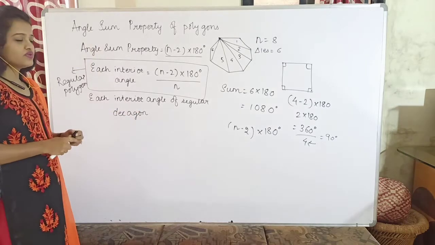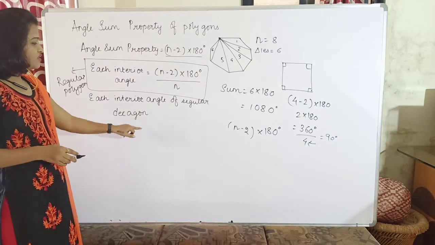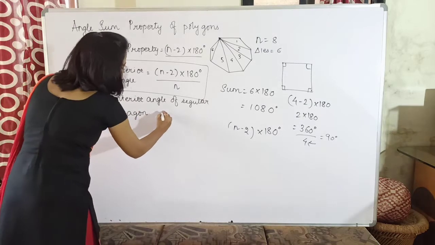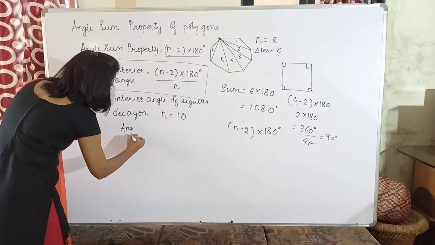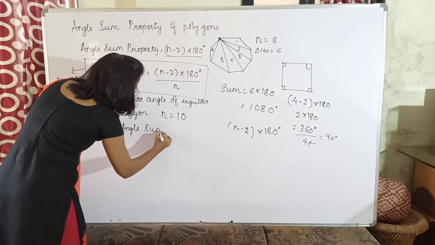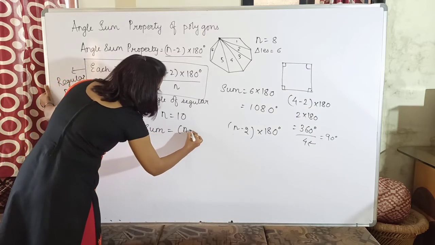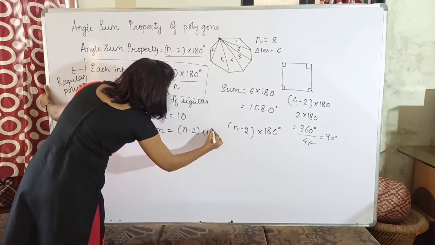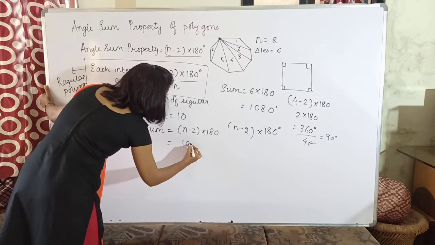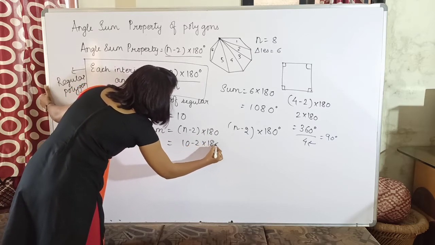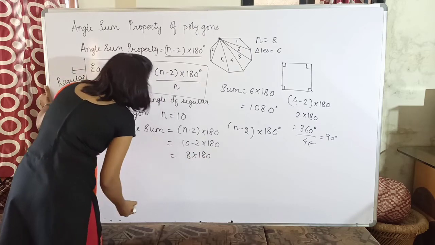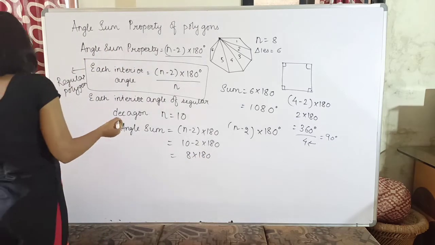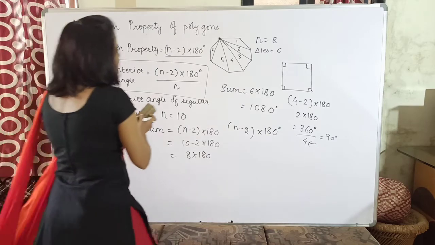Now let us solve this one. Each interior angle of a regular decagon. Now how many sides does it have? It has 10. So let us first find the sum of the angles, which is (n minus 2) into 180. So that is (10 minus 2) into 180, which is equal to 8 into 180. So I am keeping it as it is. I am not multiplying, because again I have to find the value of each interior angle.